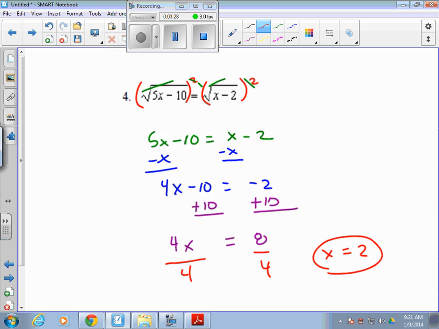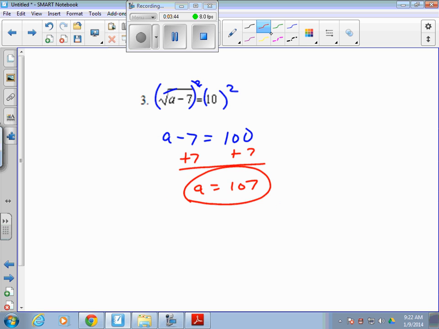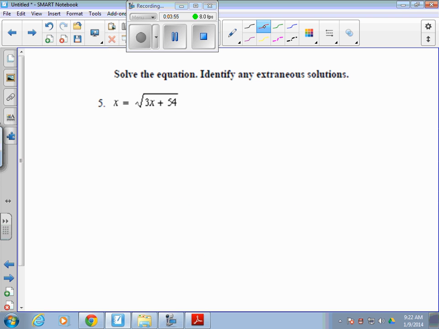And again, when it says to check your answer, plug it back in. 5 times 2 is 10, minus 10 is the square root of 0. The square root of 0 equals, plug in 2, 2 minus 2 is 0, so the square root of 0 equals the square root of 0. We didn't check this one. 107 minus 7 is the square root of 100, and the square root of 100 is 10. So just plug them back in to check and make sure, because it says that in the instructions.